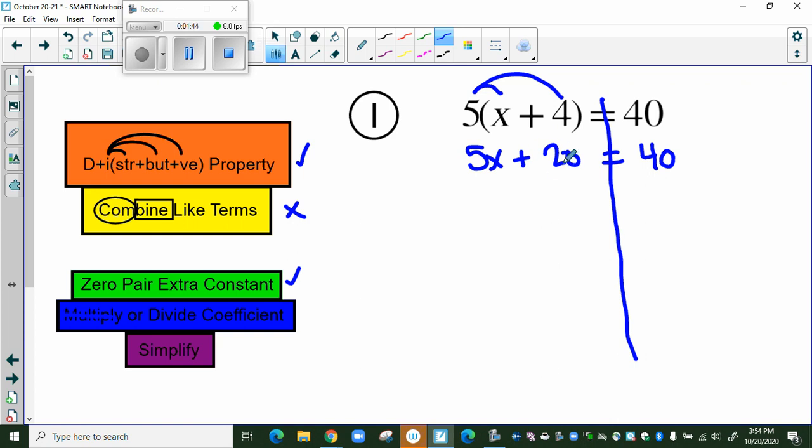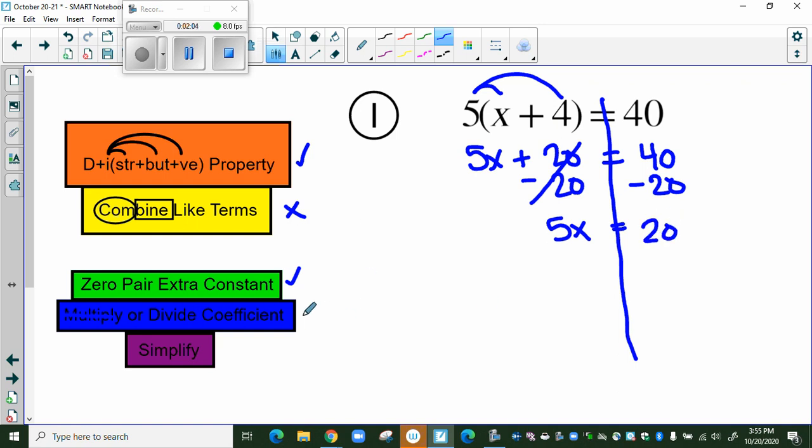And in order to make a positive 20 into a 0, I need to subtract 20. This is called a zero pair, when you have a positive and negative of the same number. The 0 could just be crossed out. We're going to bring down the 5x. And on the right side, we have to do the math. And 40 minus 20 is 20.